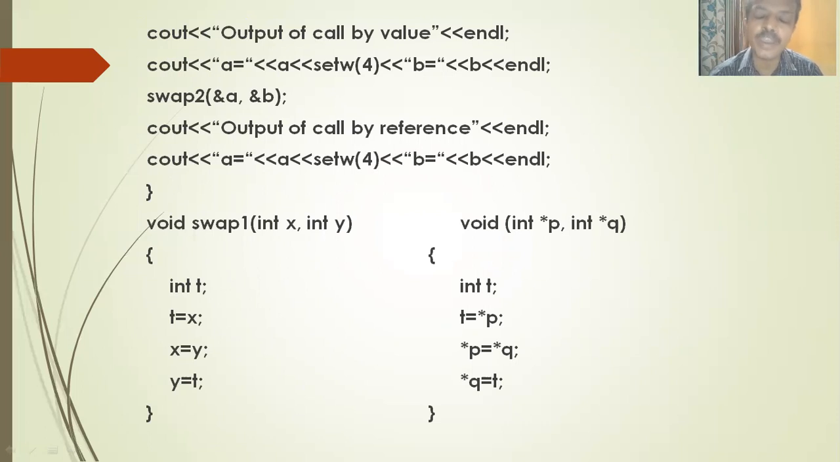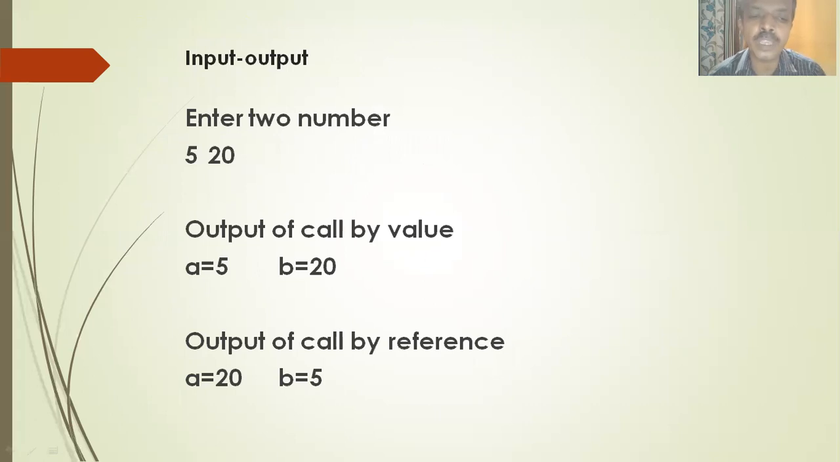In case of call by reference, since you are accessing the variable through the address, any changes to the formal argument have a direct effect on the actual parameter. So inside the function swap2, the values star p and star q are exchanged. Actually, A and B are also exchanged. The output will be, in the case of call by reference, they were actually swapped. The input is 5 and 20, and when you call the function through call by reference, it becomes 20 and 5. A's value goes to B and B's value goes to A. Whereas in the case of call by value, the value is not altered.